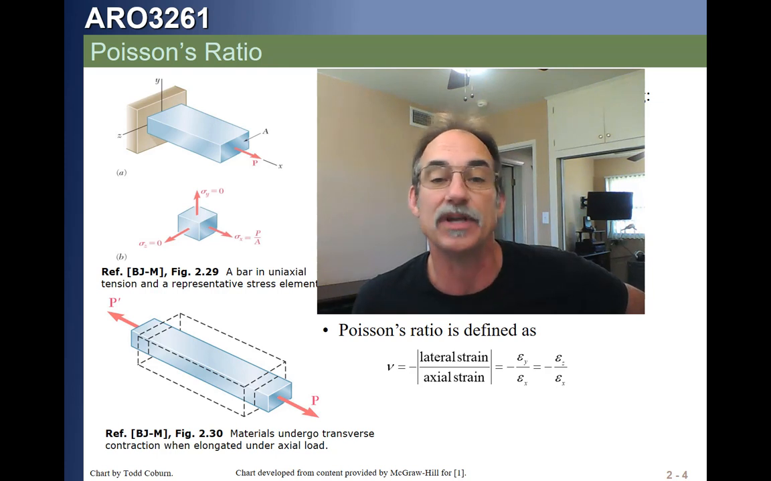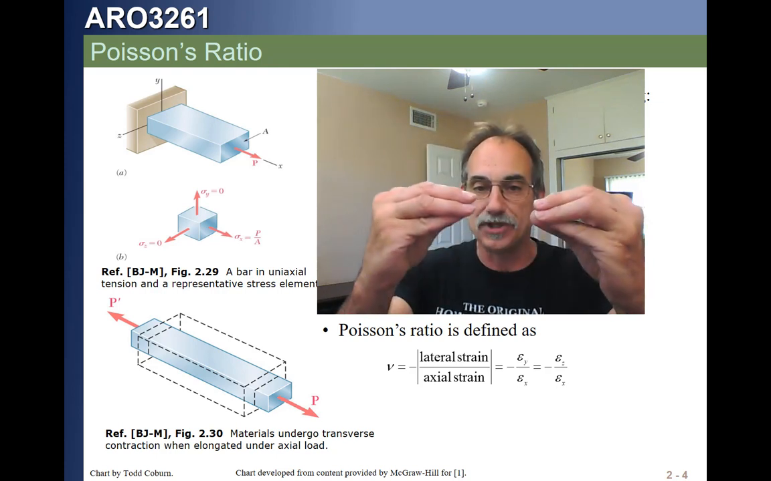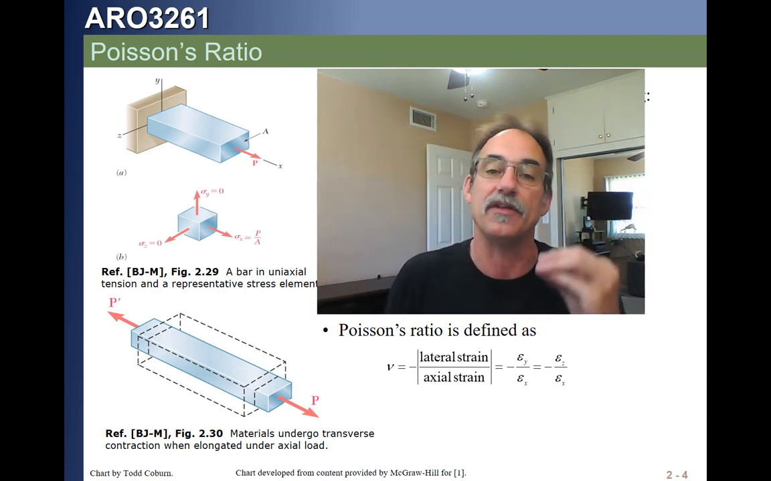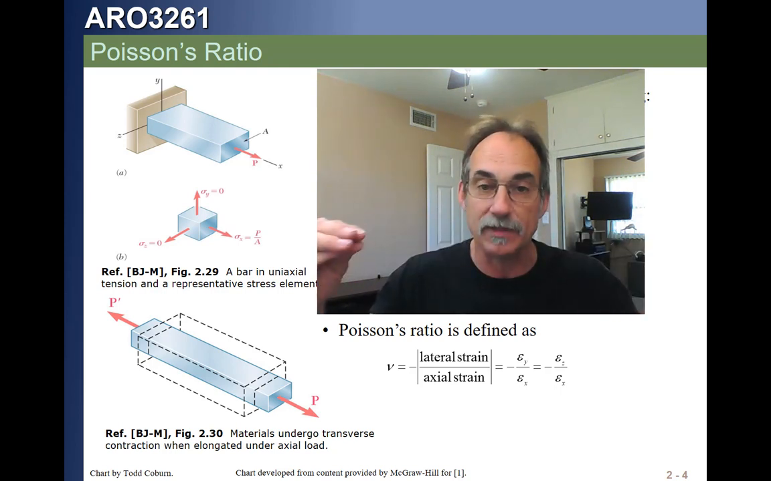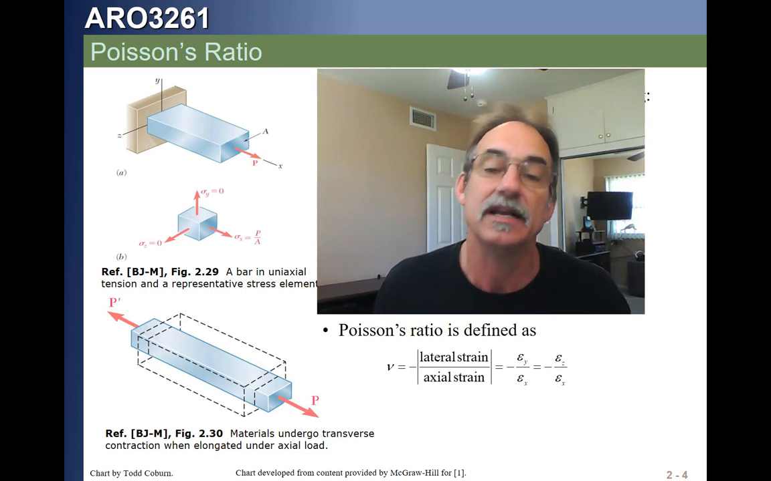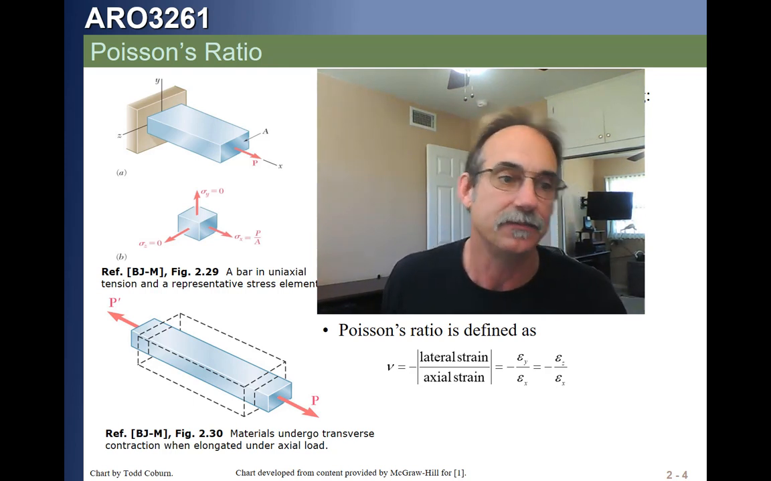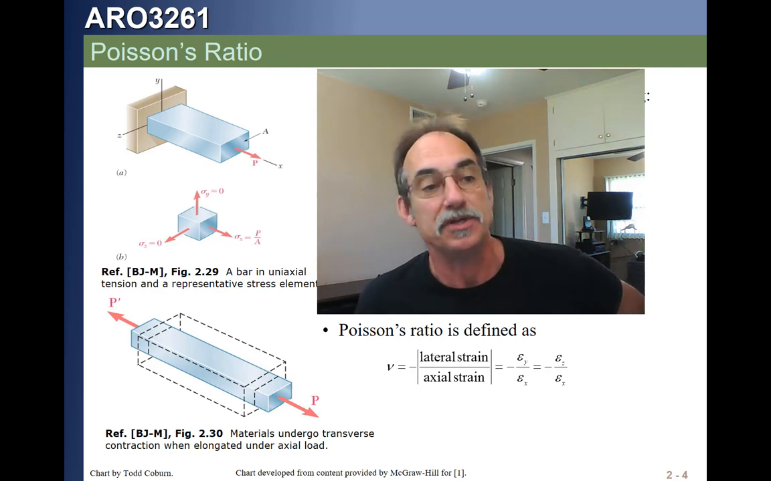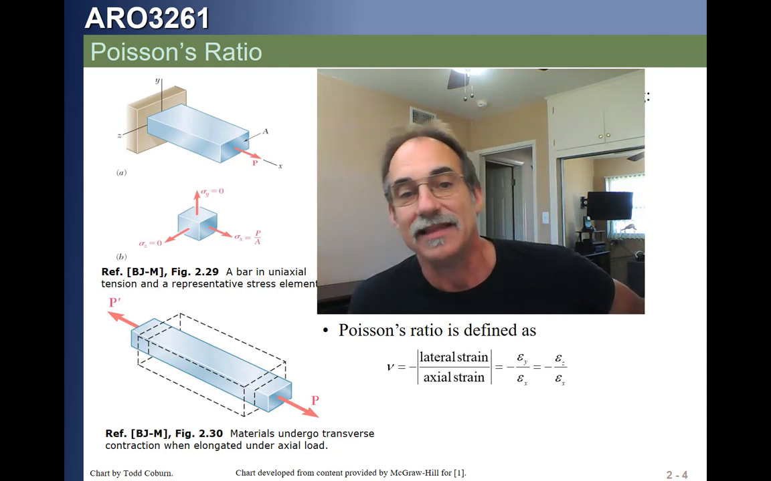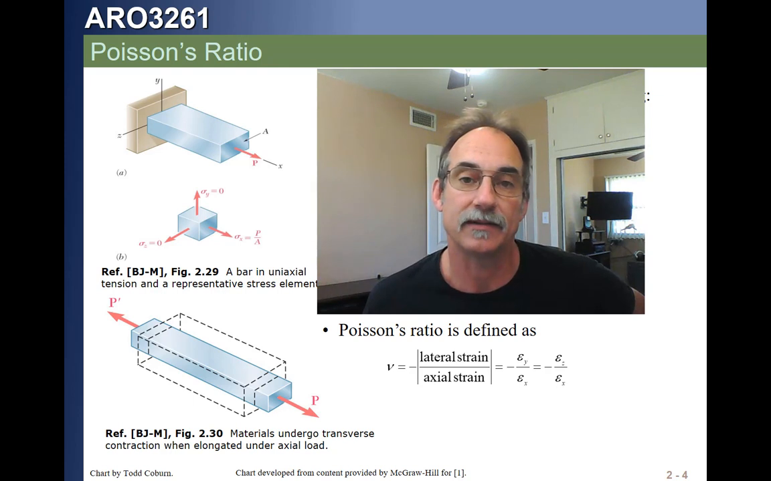So a positive Poisson's ratio means if you stretch the member, it's going to get smaller in the other two directions. A negative Poisson's ratio means if you pull on the material, it gets fatter in the other two directions. There are very few materials that do that. Most of our materials are going to have a positive Poisson's ratio, which means that if you stretch it, the other two dimensions will shrink.